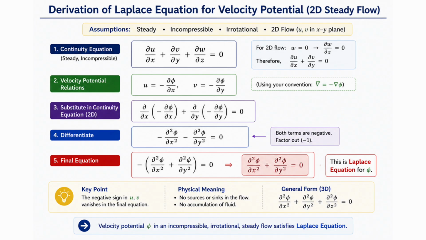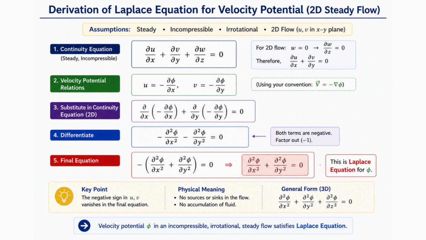Consider a steady, incompressible, irrotational, two-dimensional flow. Start with the continuity equation. Partial u by partial x plus partial v by partial y plus partial w by partial z equals 0. For two-dimensional flow, w equals 0, so partial w by partial z equals 0. Therefore, partial u by partial x plus partial v by partial y equals 0.